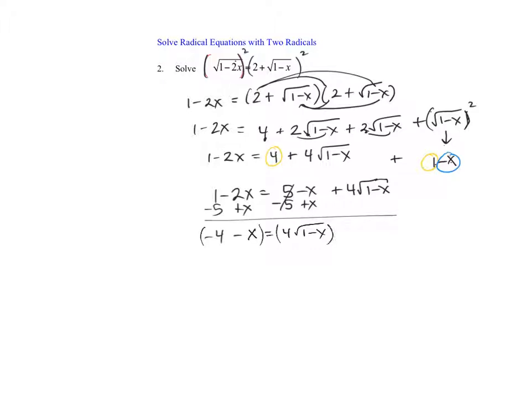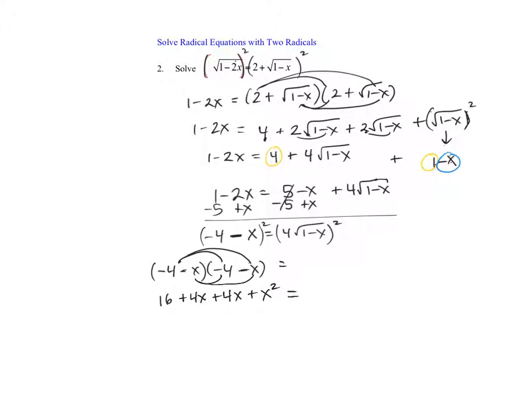I've isolated my radical term. So I would get (-4 minus x) times itself, and because there's subtraction in here, I need to make sure that I distribute. So -4 times -4 is positive 16. And now we have -4 times -x is a positive 4x. And we have another -x times -4, so that'd be another positive 4x, and then plus x squared.